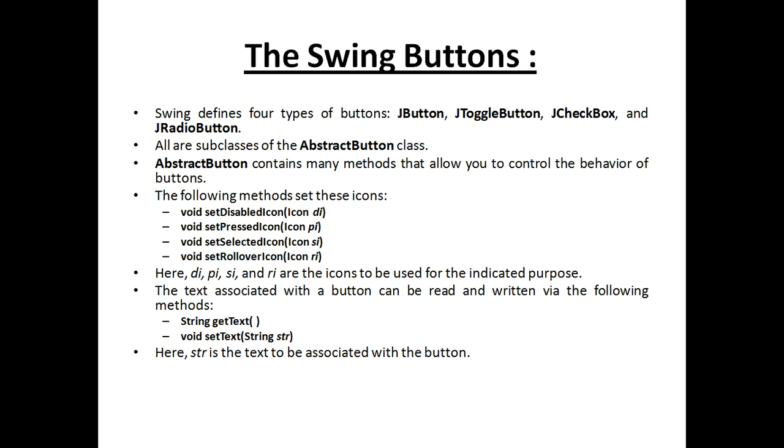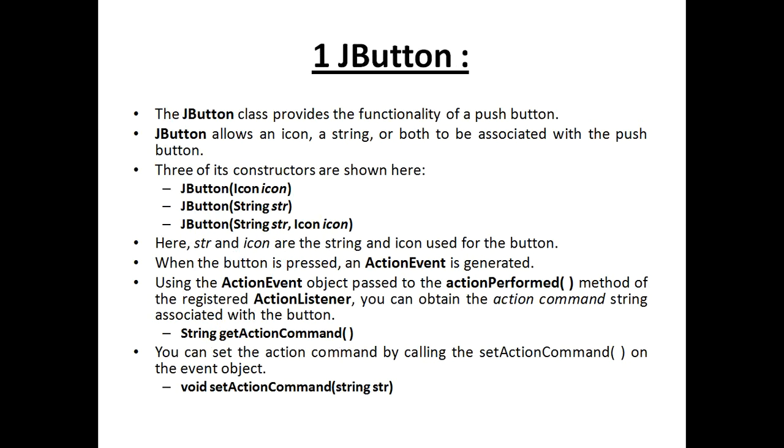The text associated with a button can be read and written by the following methods. You can make use of getText and setText, where getText will return exactly the text you have written for that, and setText allows you to set the string message on that button. We'll see in detail, one by one, these different types of buttons used in Swing.